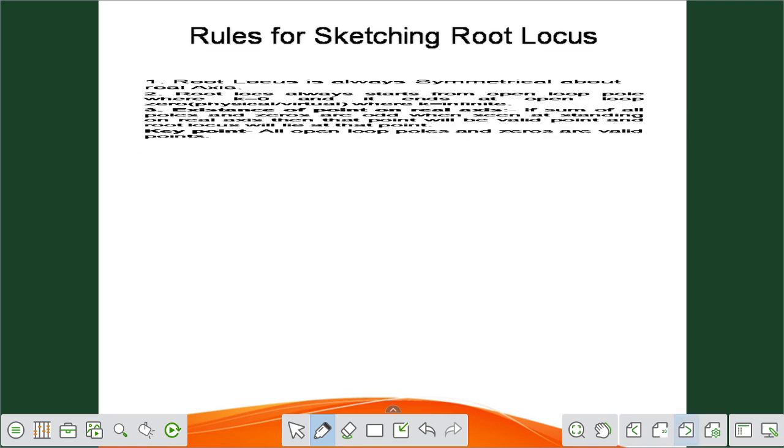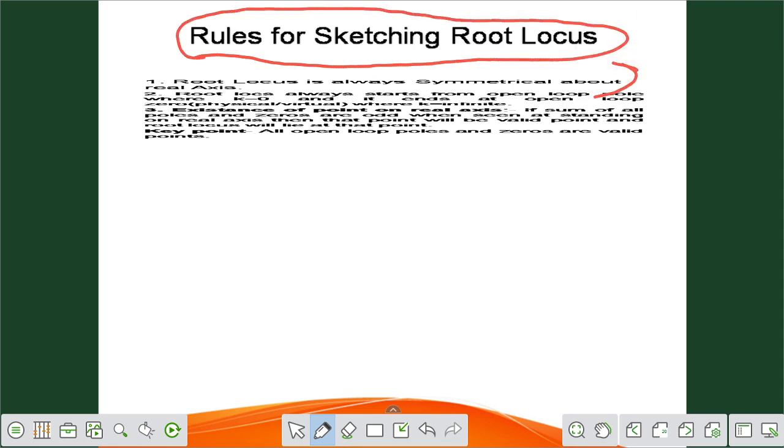In the next picture, you can see the rules for sketching the root locus. Here I have written the first rule. What is the first rule? Basically, the picture starts from here for the root locus. In the next lecture, we will continue with the root locus rules. We will draw the root locus diagram with the help of rules, and we can easily draw it. Thank you.